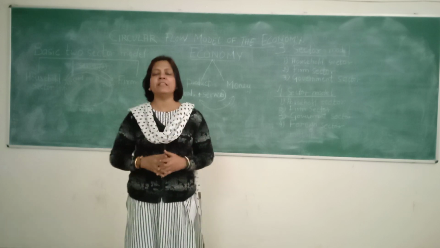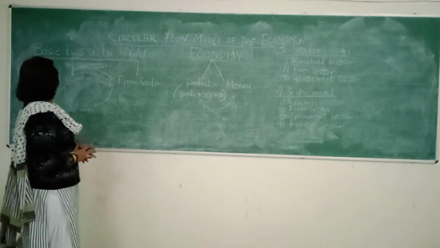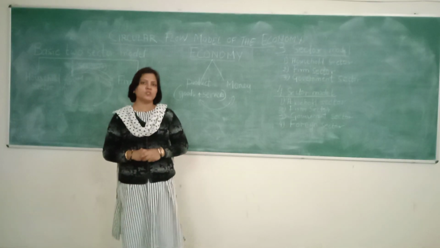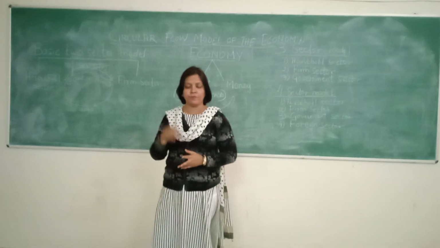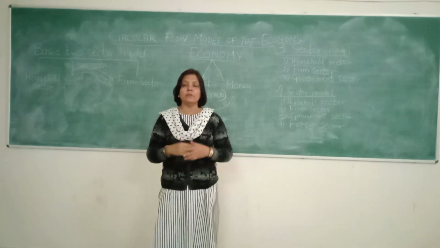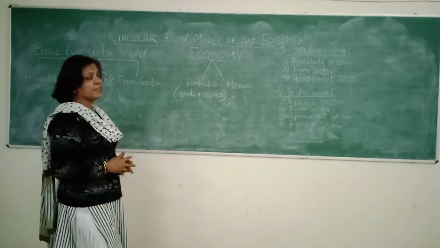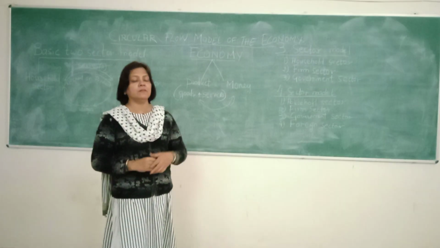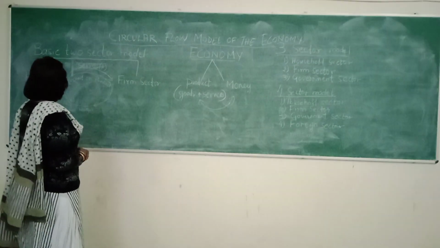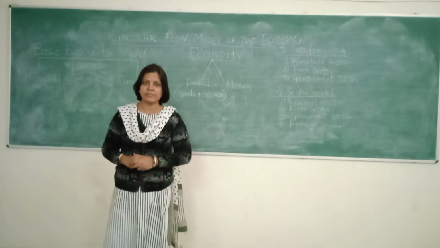So we will understand this with the help of these diagrams. Basic two sector. Now there are three kinds of models to understand the circular flow of any economy. One is the basic two sector model. The first model comprises only two sectors. One is the household sector and the second is the firm sector.